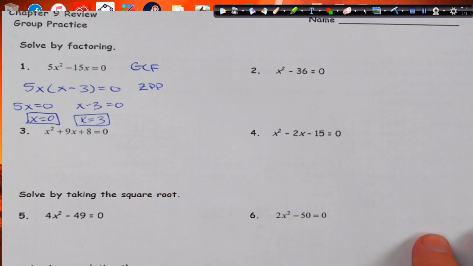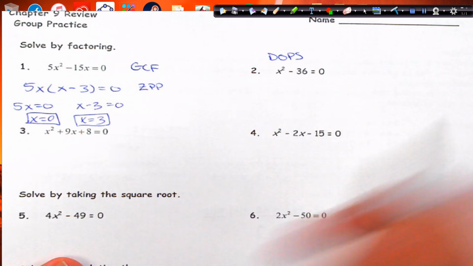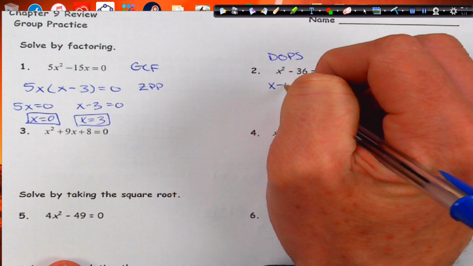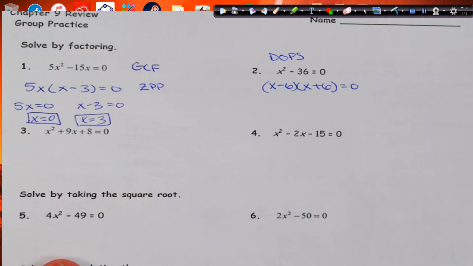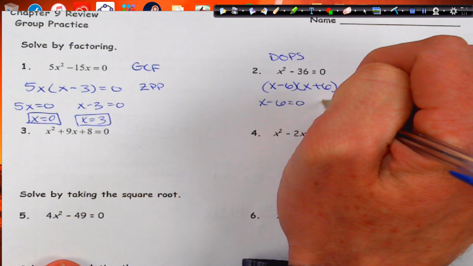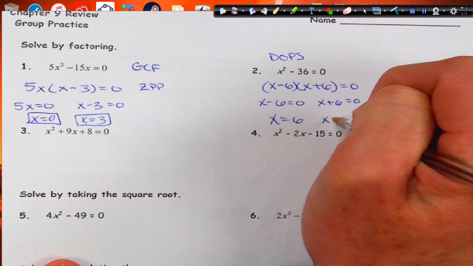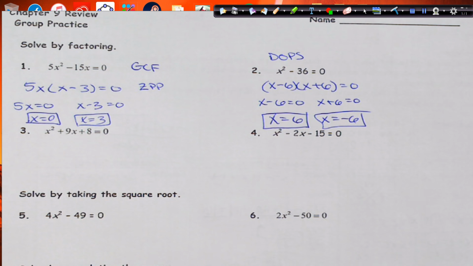Okay. Number 2, x squared minus 36. This is actually a difference of perfect squares, DOPS. And we can go ahead and get x minus 6 and x plus 6 equals 0. Again, we have two binomials, so set them equal to 0. And we're going to get x equals 6 and x equals negative 6 as my two answers. And again, I can plug those in and make sure they work.